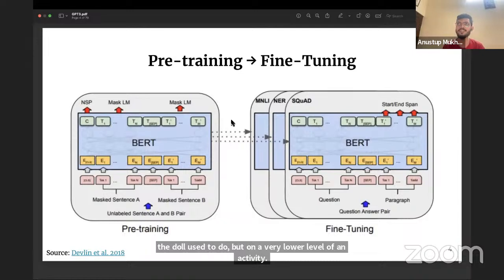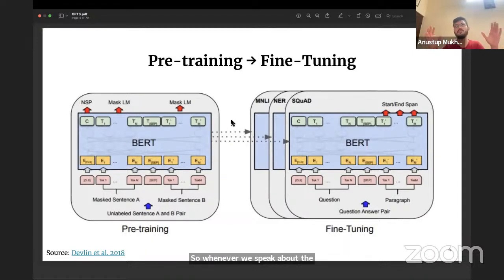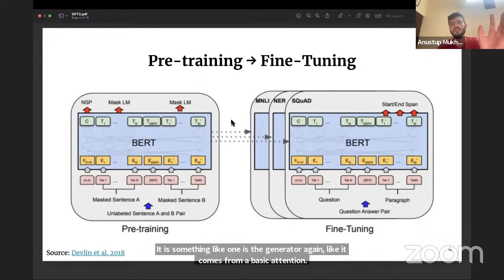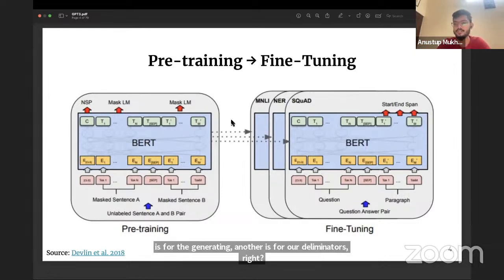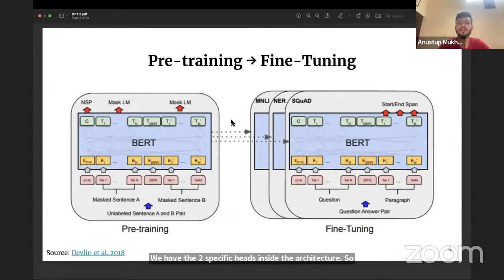So whenever we speak about generative architectures, there are two types, with several broad heads inside them. When we call it heads of an architecture, it comes from the basic attention architecture of an encoder and a decoder mechanism, but here the encoder and decoder play both roles. One is for generation, another is for inference, right? It has two specific heads inside the architecture. If you understand it as two heads, one head generates context, and another head tries to infer from the context to print something. That is an important thing.